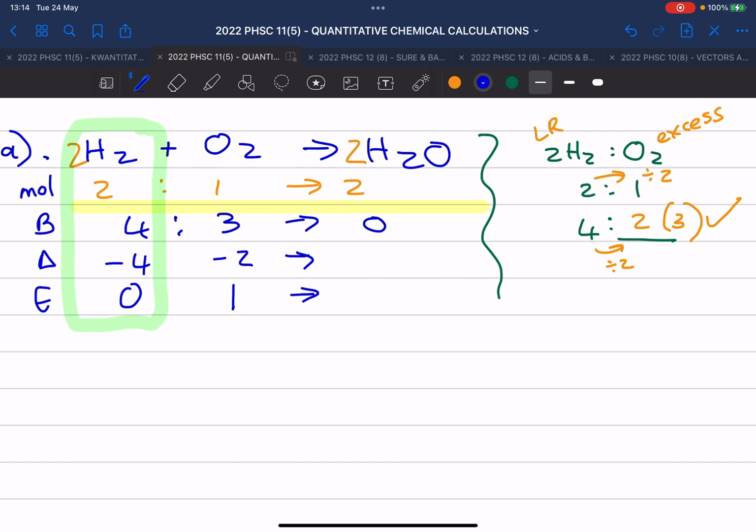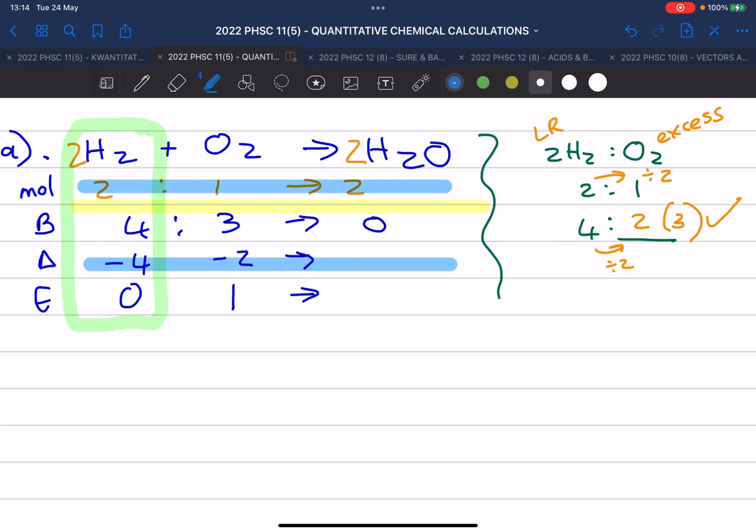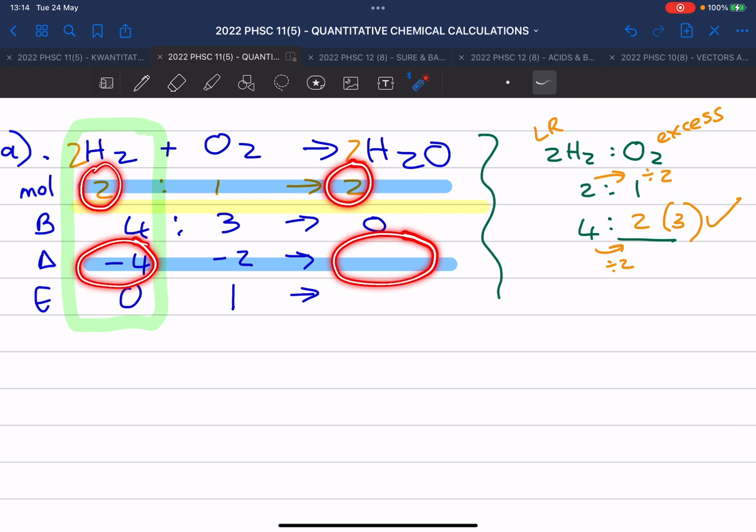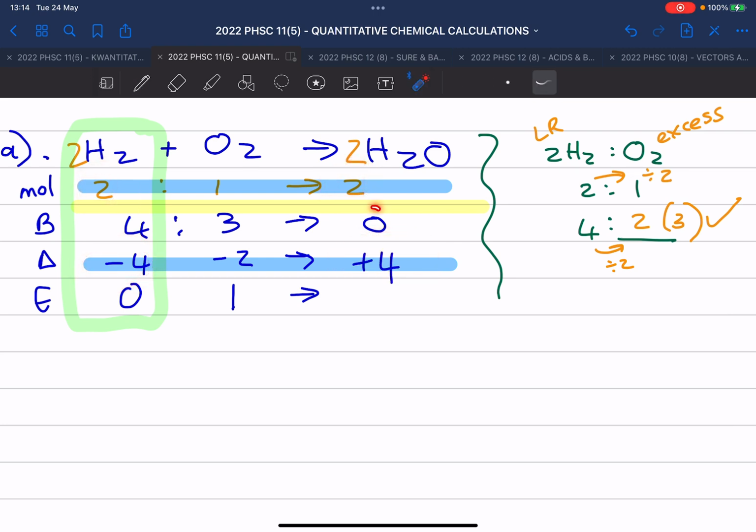All right, and then you use your mole ratio to determine how much product you will get. So the mole ratio is 2 to 2. If I use 4, how much will I get there? 4. So 0 plus 4 gives me 4. And what are my moles at the end? It's 1 plus 4. So the moles of gas at the end is 5 moles.